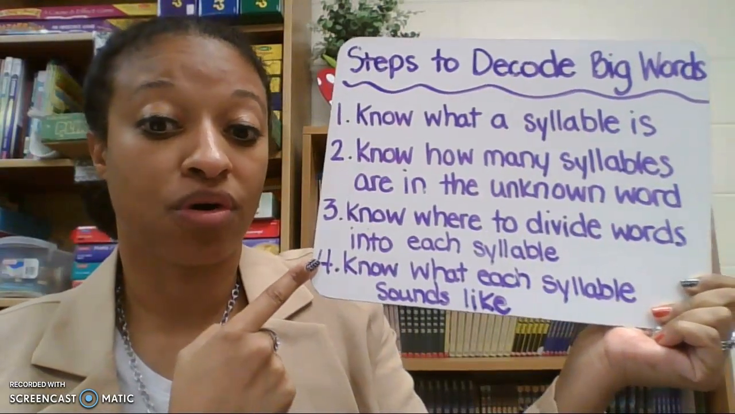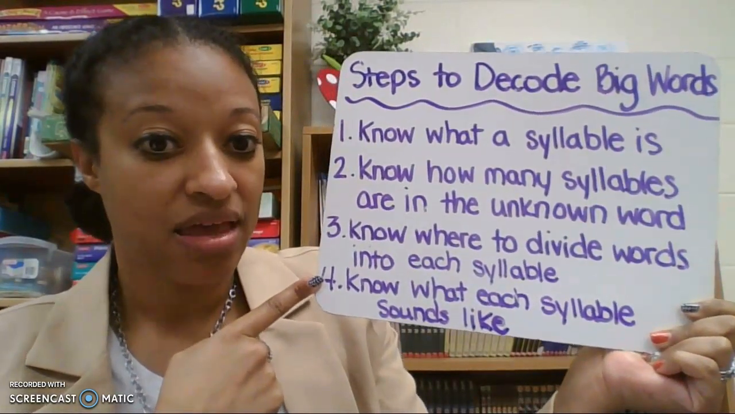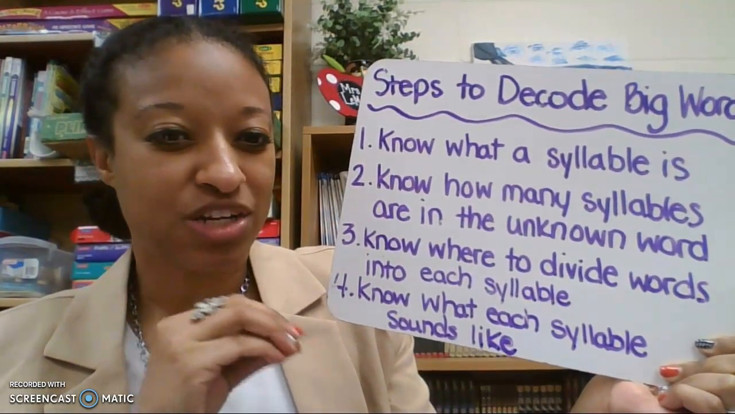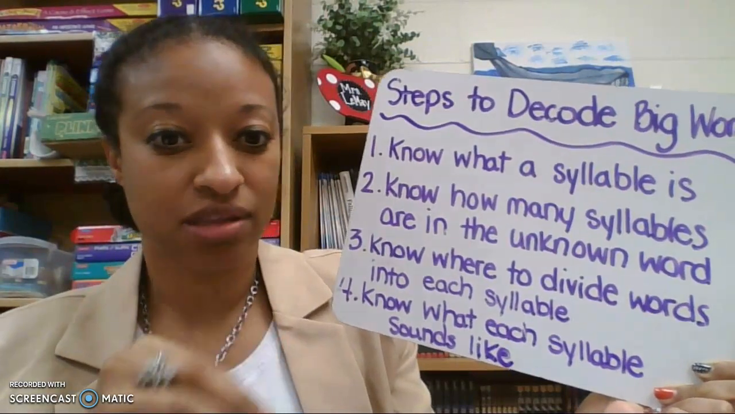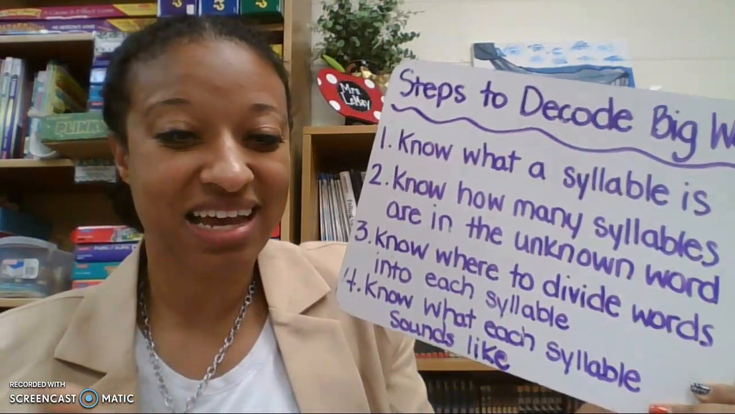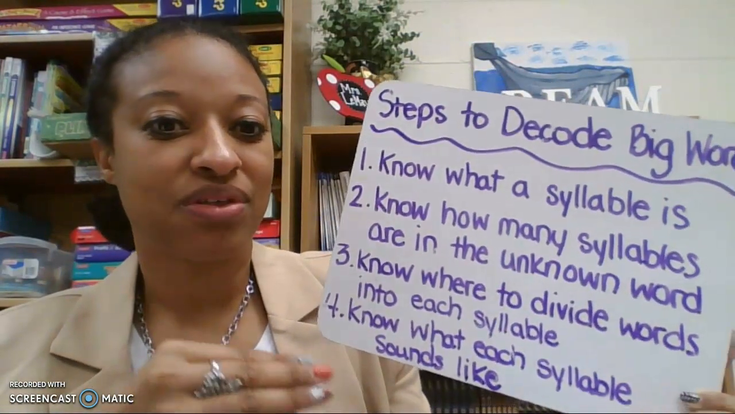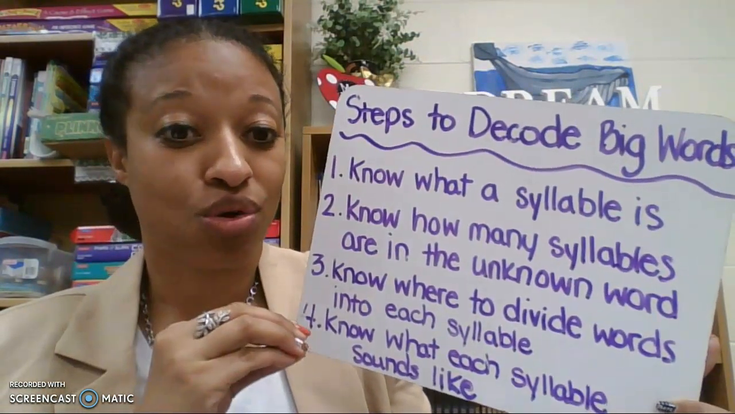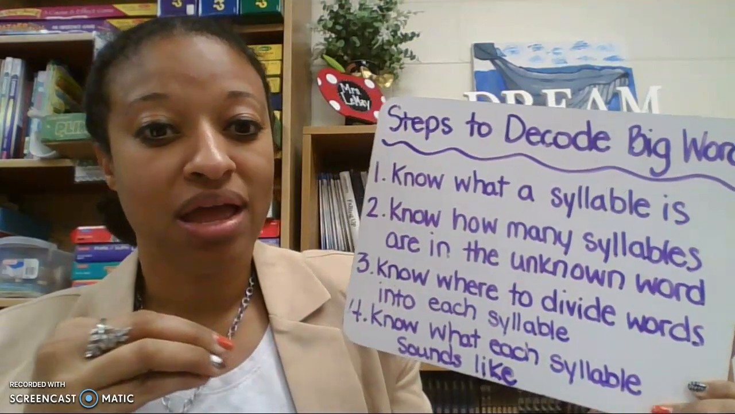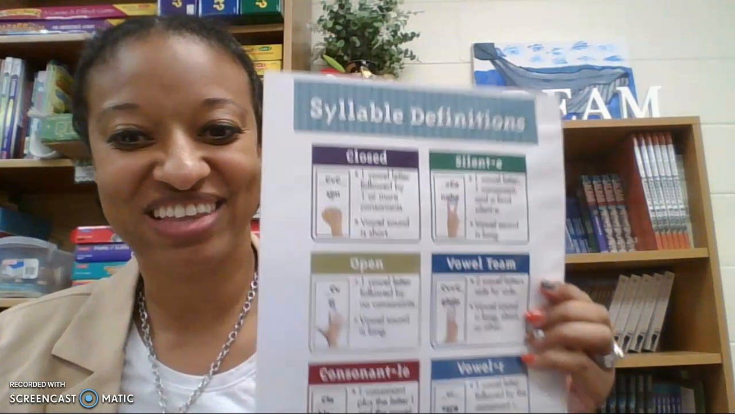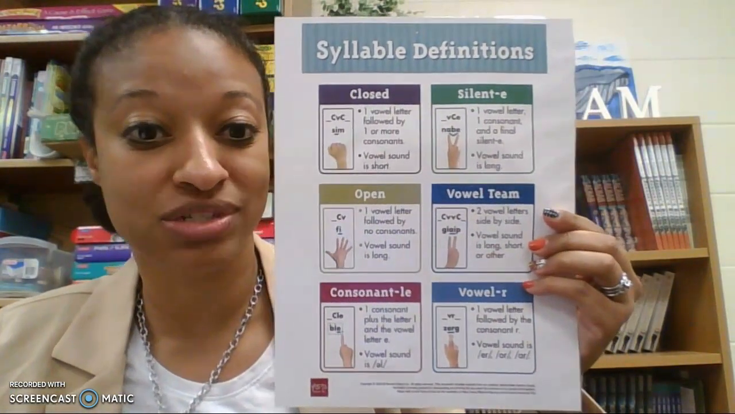Today we're talking about number 4, knowing what each syllable sounds like. Our vowels are a huge hint, but also the combinations of letters within our syllables will be a huge hint. It's kind of like decoding a map or a different language. The way that certain letters are arranged lets you know what sound they make. Like I mentioned, in the English language there are 6 syllable types, and I have a handy little poster here that shows you the 6 syllable types.